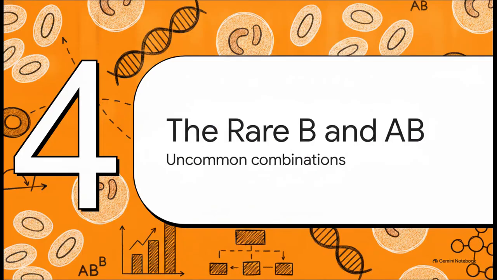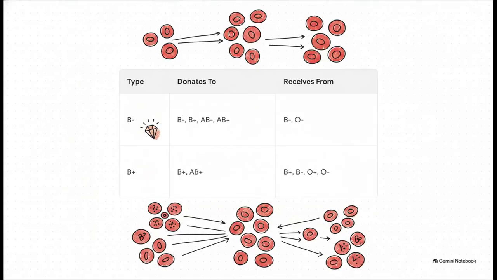Up next, Section 4. Let's dive into the rare B and AB groups, the truly uncommon combinations. Starting with the B group, B negative really stands out as one of the rarer types out there. It can donate to B and AB types, both positive and negative. But if someone with B negative blood actually needs a transfusion themselves, their compatible donor options are way more limited.